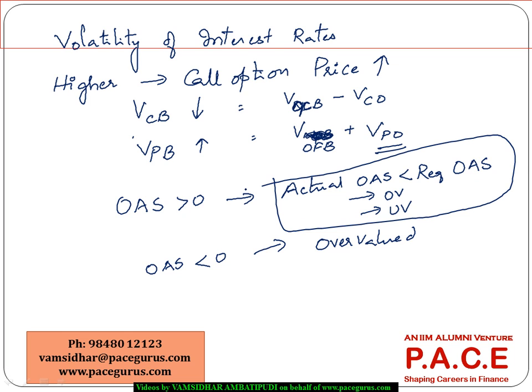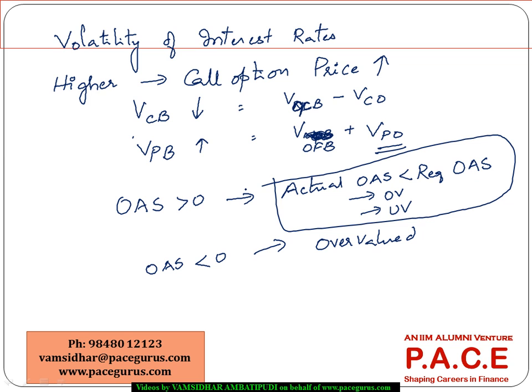Whenever I see that the option adjusted spread is negative, I don't need to bother with the valuation; I can directly say that it is overvalued. But wherever the option adjusted spread is greater than 0, we compare the actual option adjusted spread with the required option adjusted spread, and if it is lesser, we call it overvalued, and if it is higher, we call it undervalued.